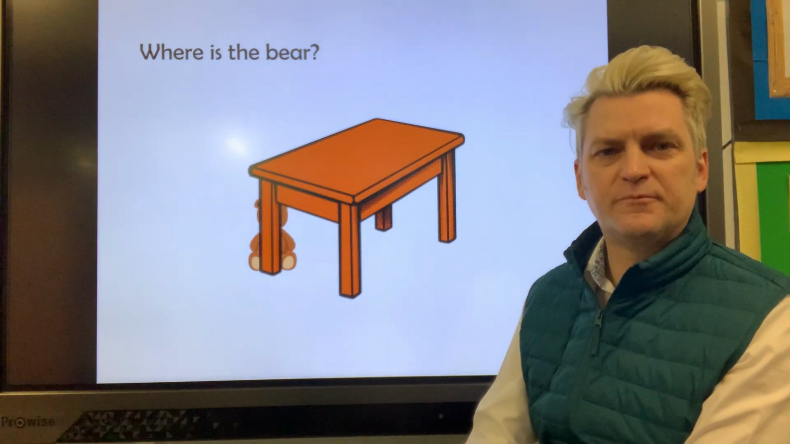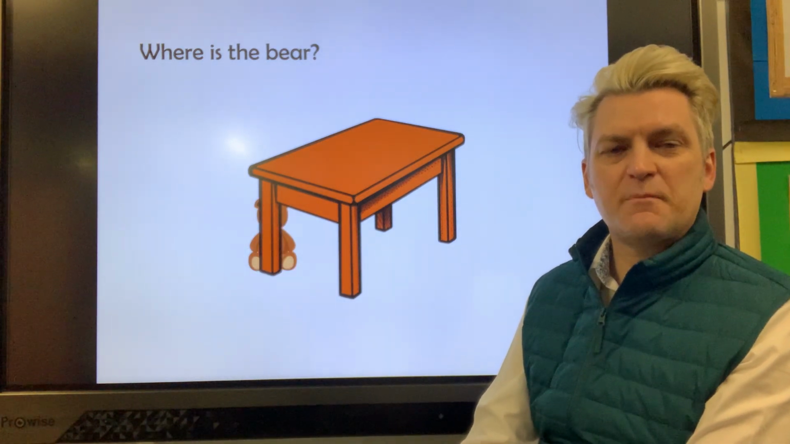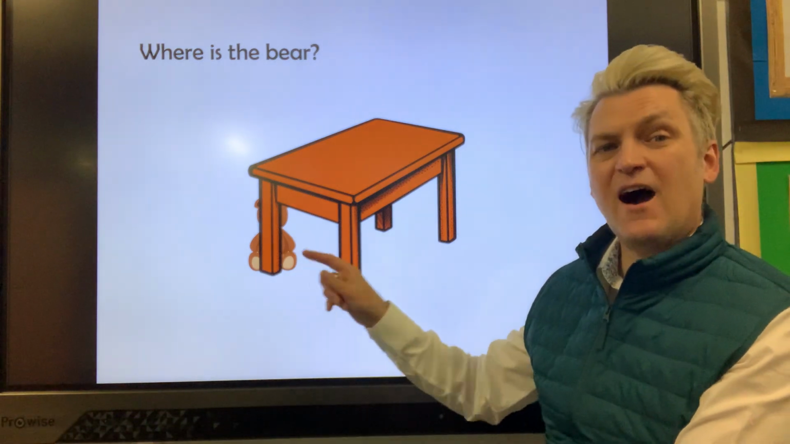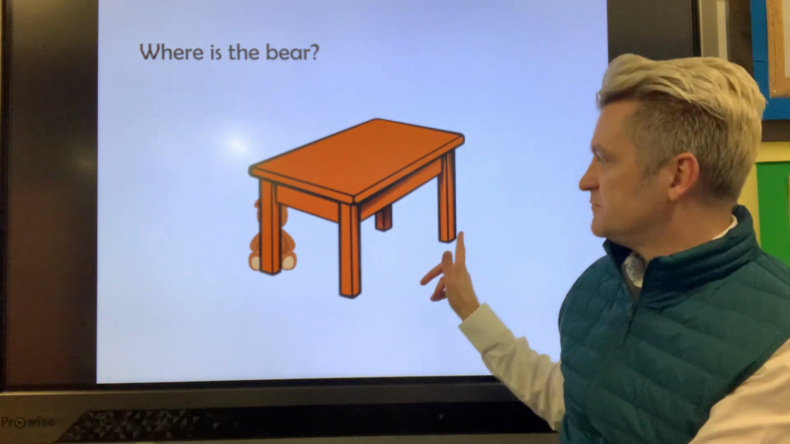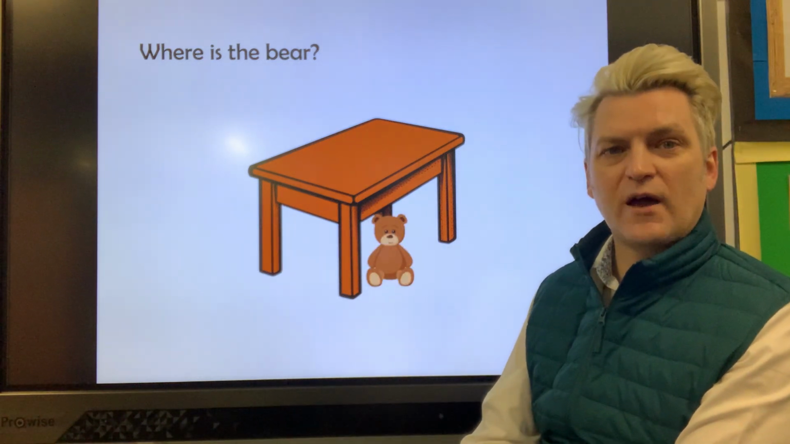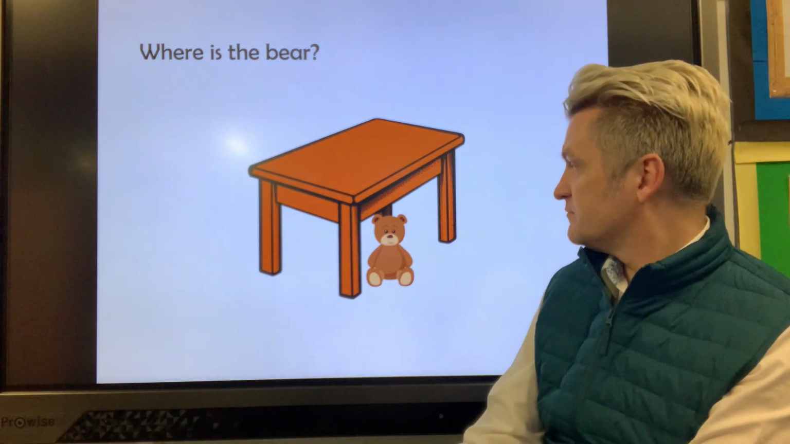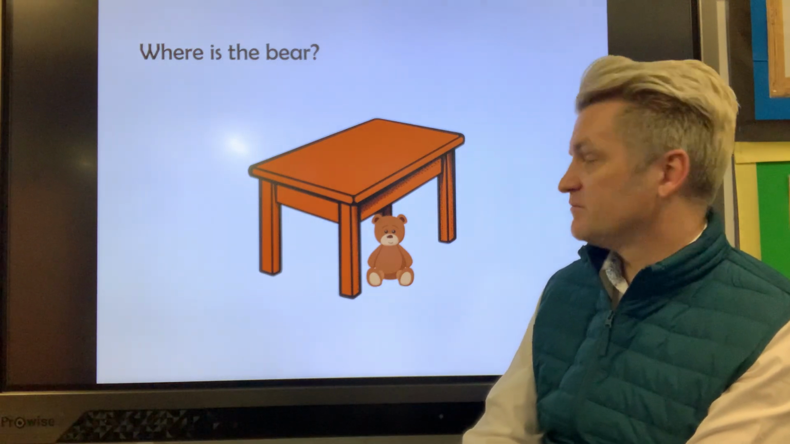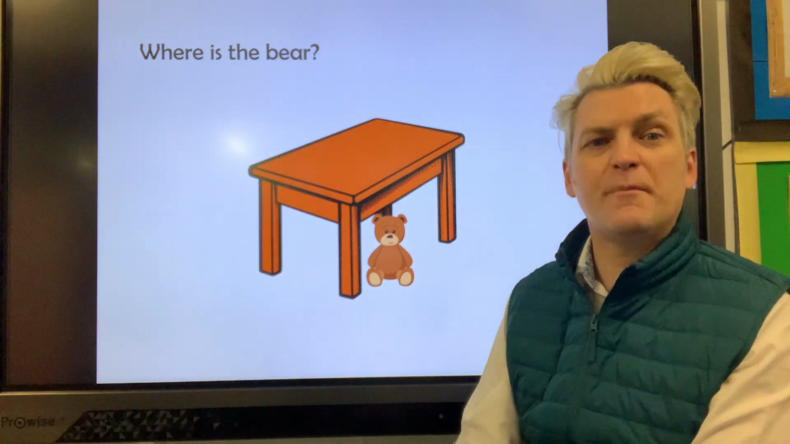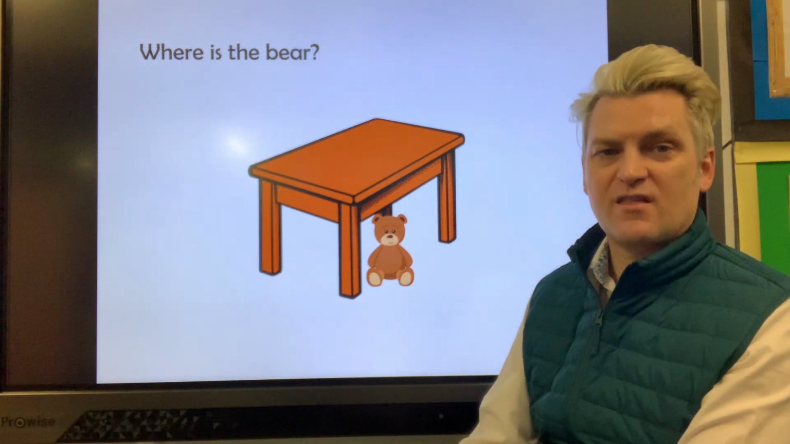Where's the bear now? The bear is behind the table. And where's the bear now? The bear is under the table. The bear is under the table, or the bear is beneath the table.